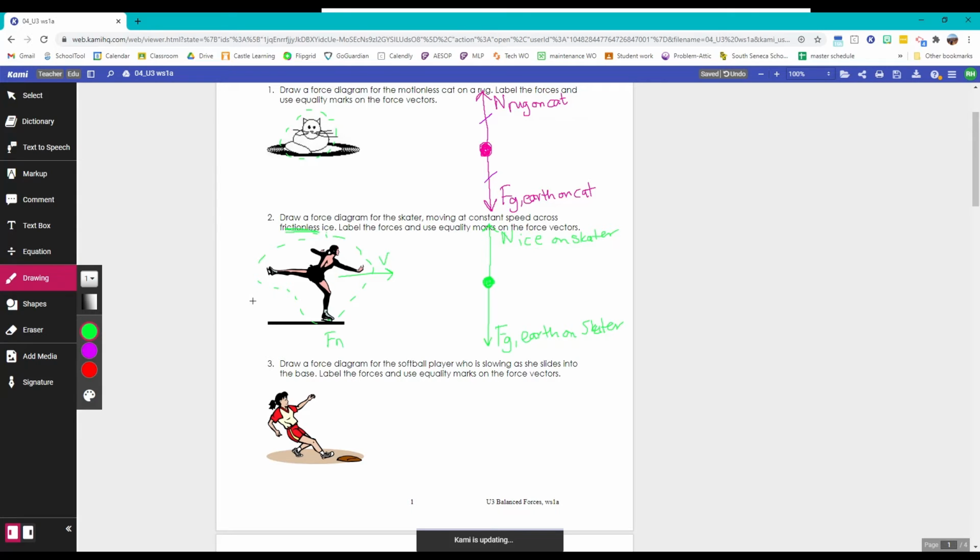So F net equals 0. It's at equilibrium. So there is motion, but it is not changing. So forces are balanced, and there are no unbalanced forces. Awesome.